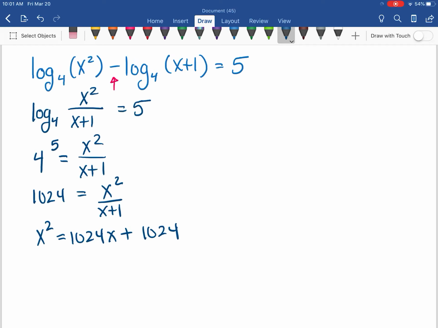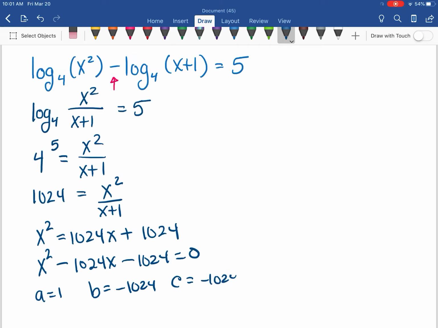This doesn't factor nicely, and my go-to, if it doesn't factor nicely, is the quadratic formula, so that's what I'm going to use. So first I have to get everything to one side and set it equal to 0 in order to use the quadratic formula so I can identify what my a, b, and c values are. Okay, so my a is 1, my b is negative 1024, and my c is negative 1024.